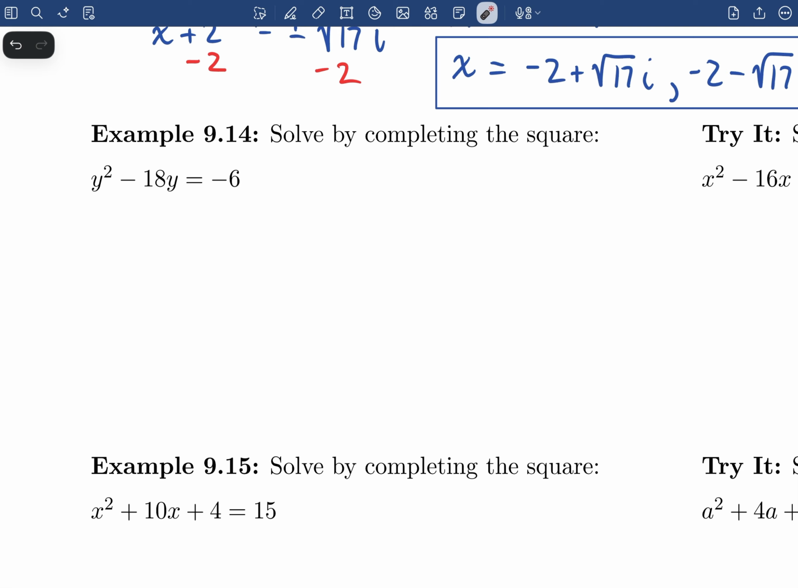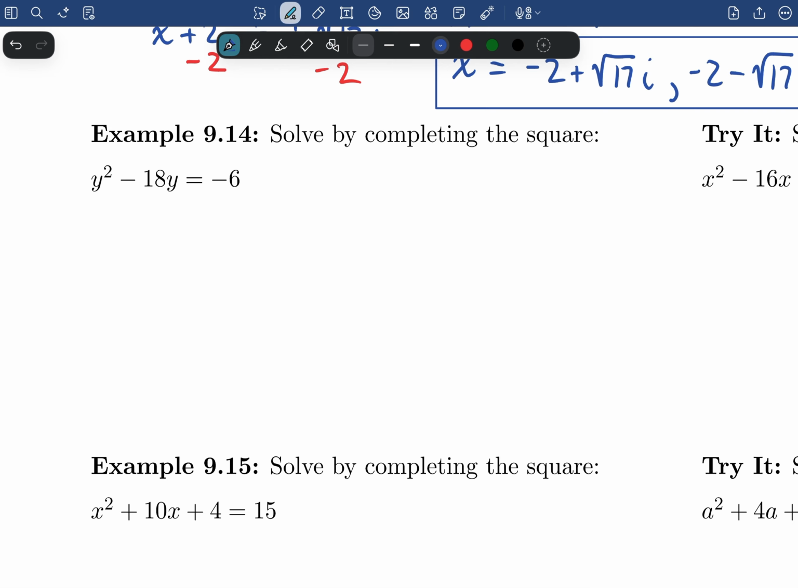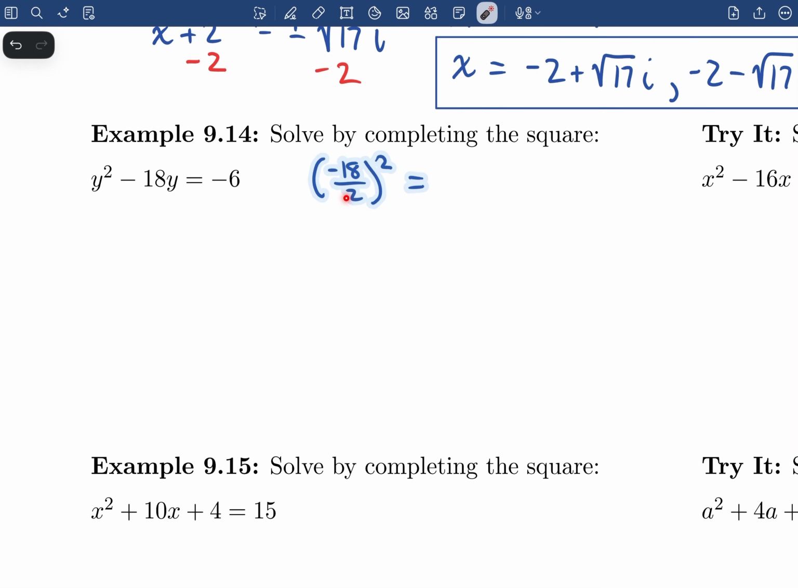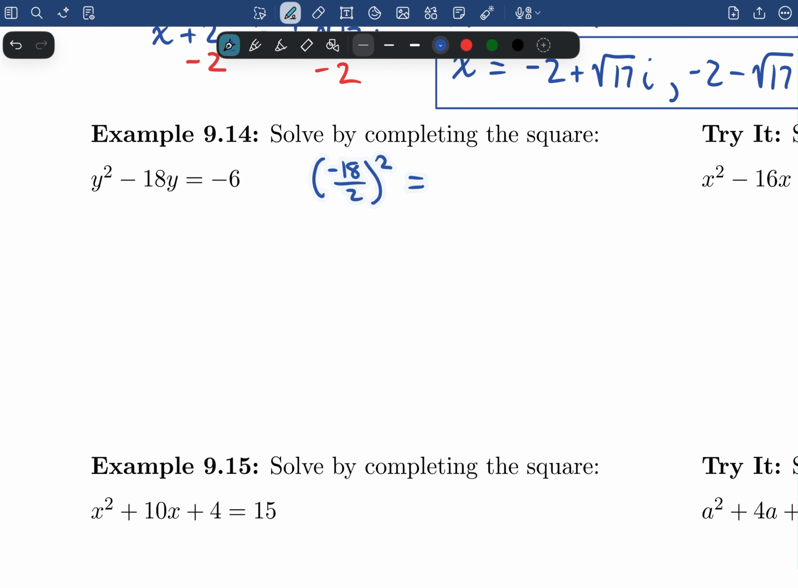But now I'm going to complete the square by looking at the b value. The b value is negative 18. And so I'm going to take negative 18 and divide it by 2 and then square that. Okay, and negative 18 divided by 2 is negative 9. And negative 9 squared, negative 9 times negative 9, that's 81. And so I have now completed the square and I found the value of completing the square.